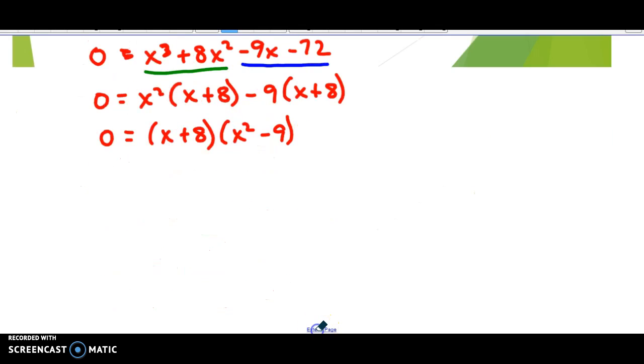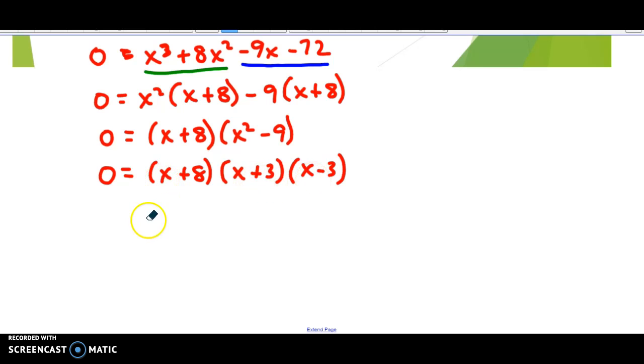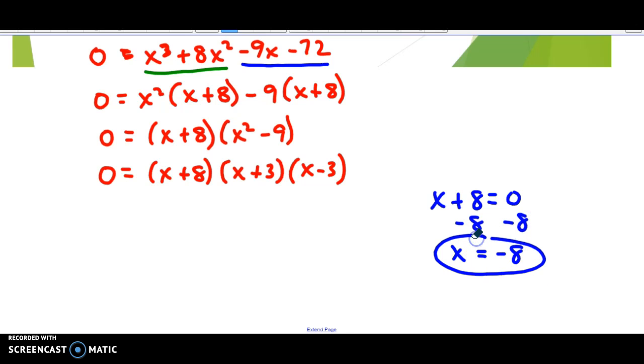To take it one step further now, I notice that I have a difference of 2 squares, so I'm going to use my special products rule. I'm going to take the square root of x squared, the square root of 9. I'm going to do x plus 3 times x minus 3. Now I have solved, so I'm going to take each of these 3 factors and set them equal to 0 and solve for x. So my first root is x equals -8.